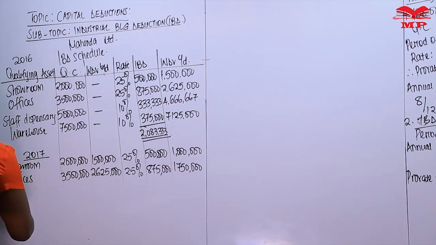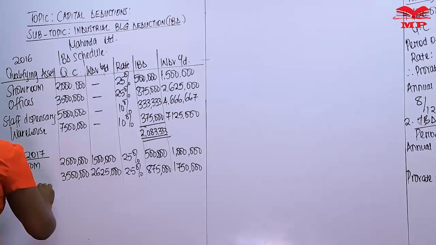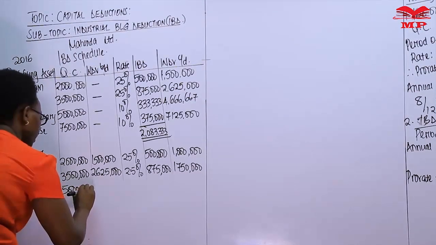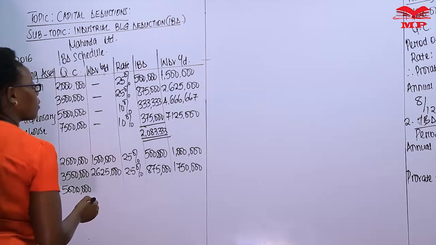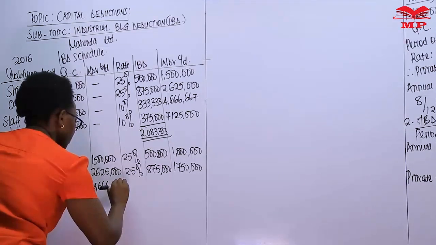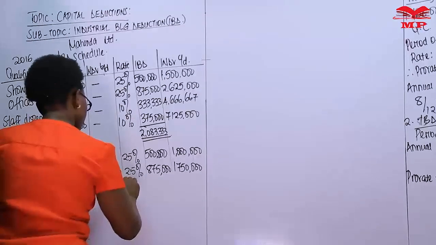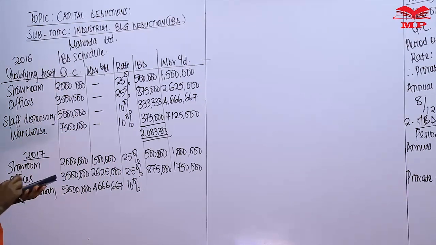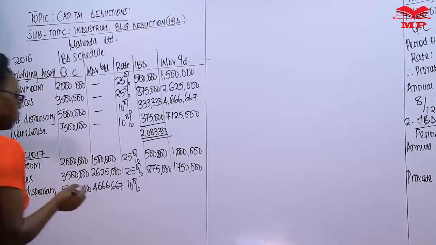Okay, then we have staff dispensary. We are claiming 5 million over 10 years. We claimed the first one. What was remaining is 4,666,667, and we are claiming at 10% of the qualifying cost. Now, this changes to 5 million times 10%, which is 500,000.